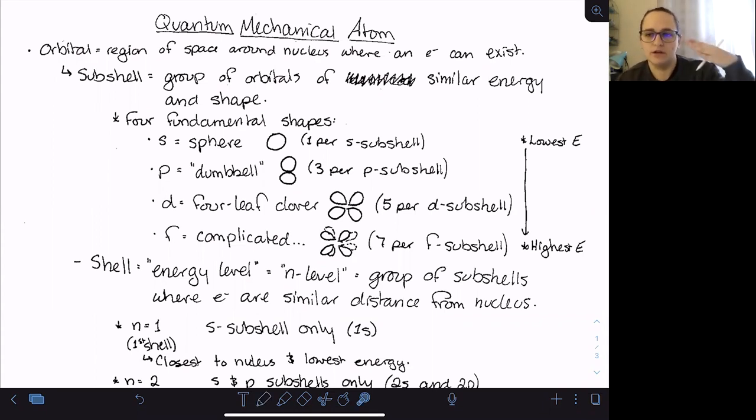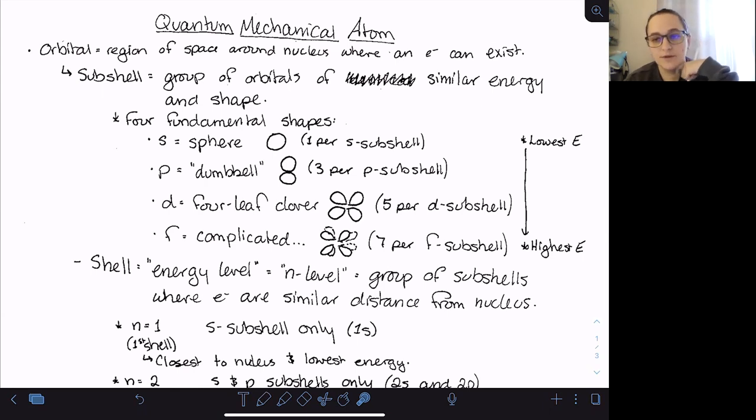We have a few different levels of organization in the atom. The smallest unit is known as an orbital. An orbital is just a region of space around the nucleus where an electron is able to exist at a particular energy. Orbitals are grouped into subshells of similar energy and shape.